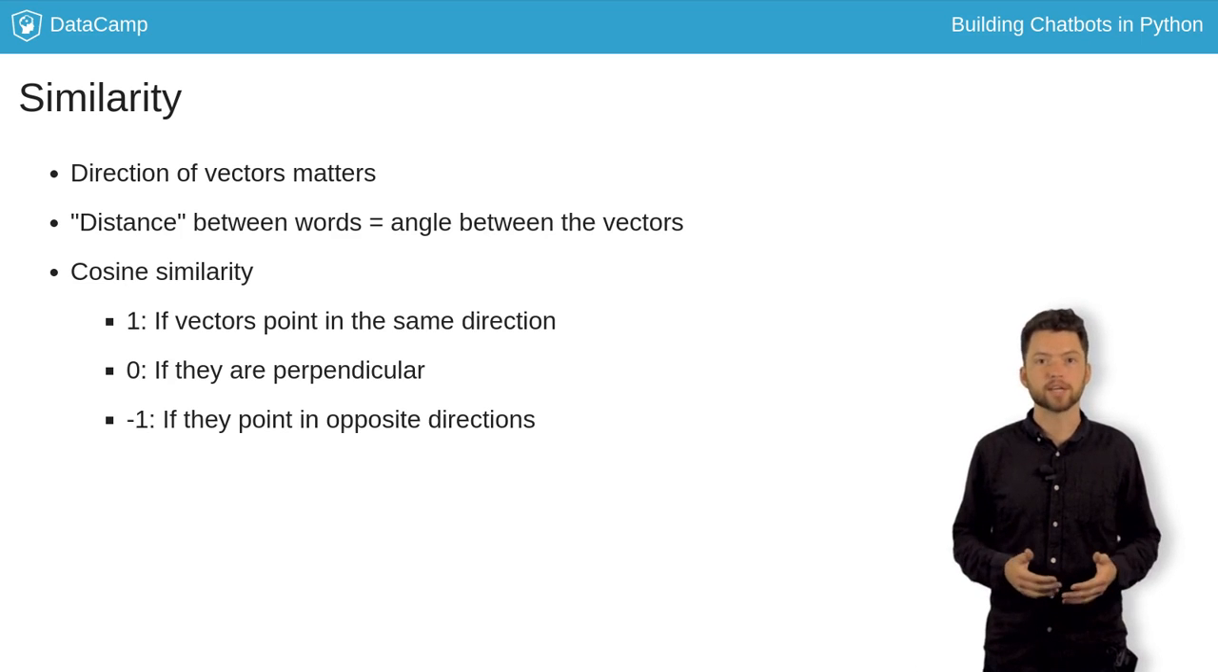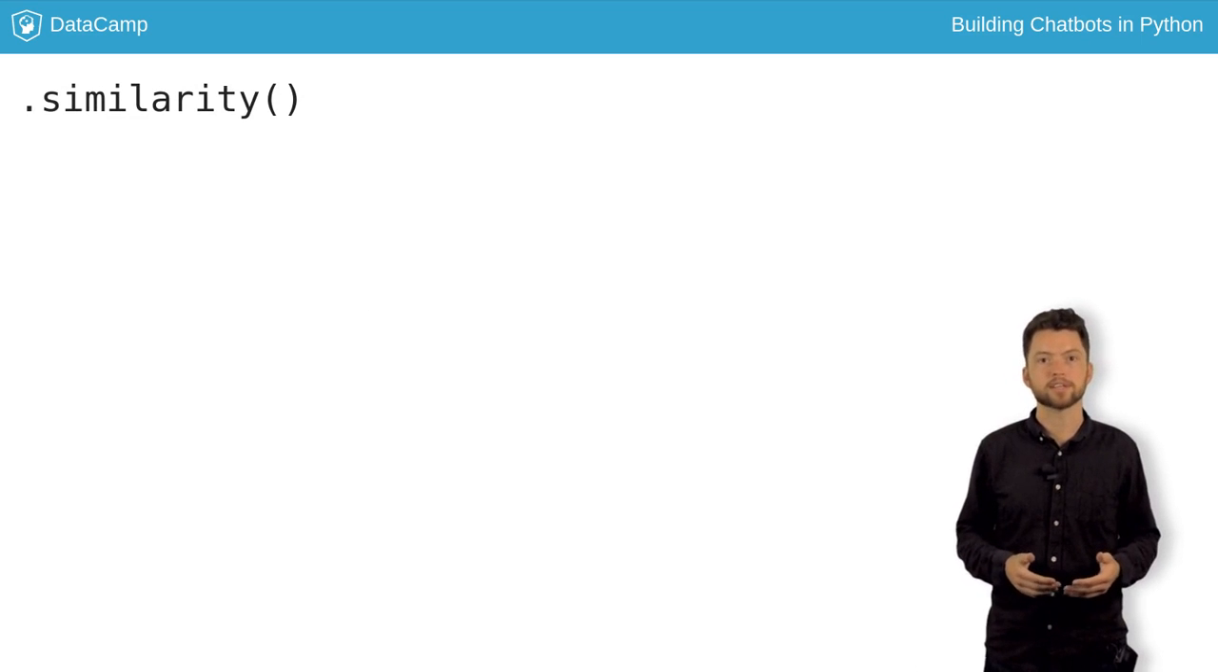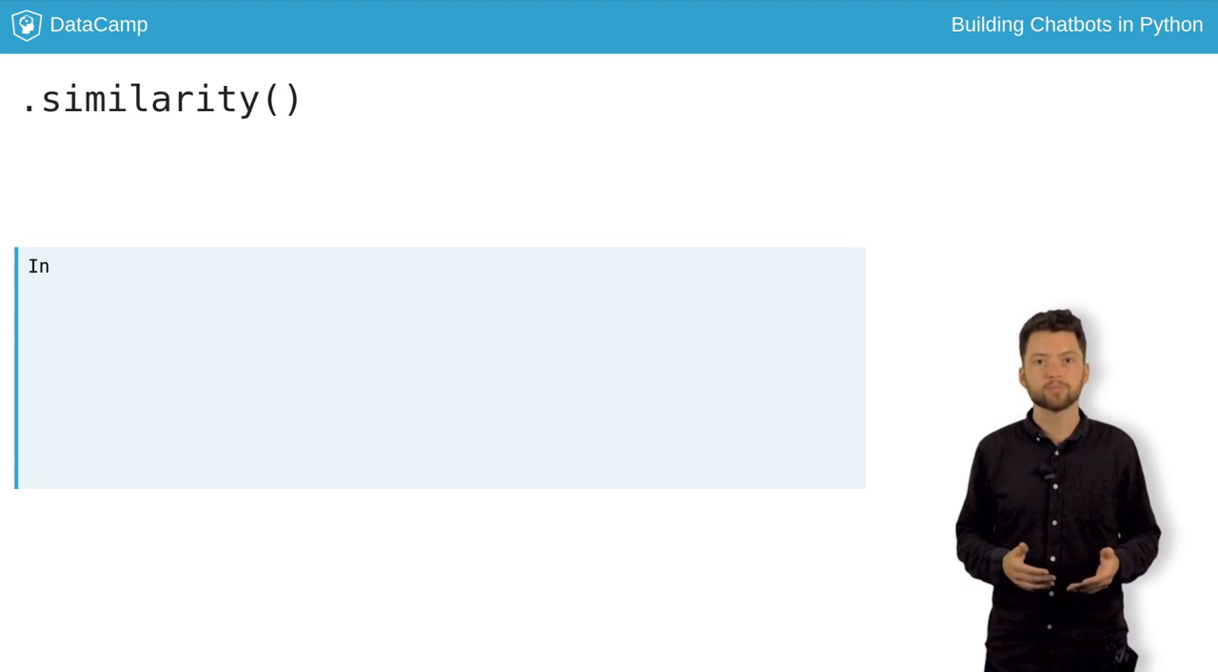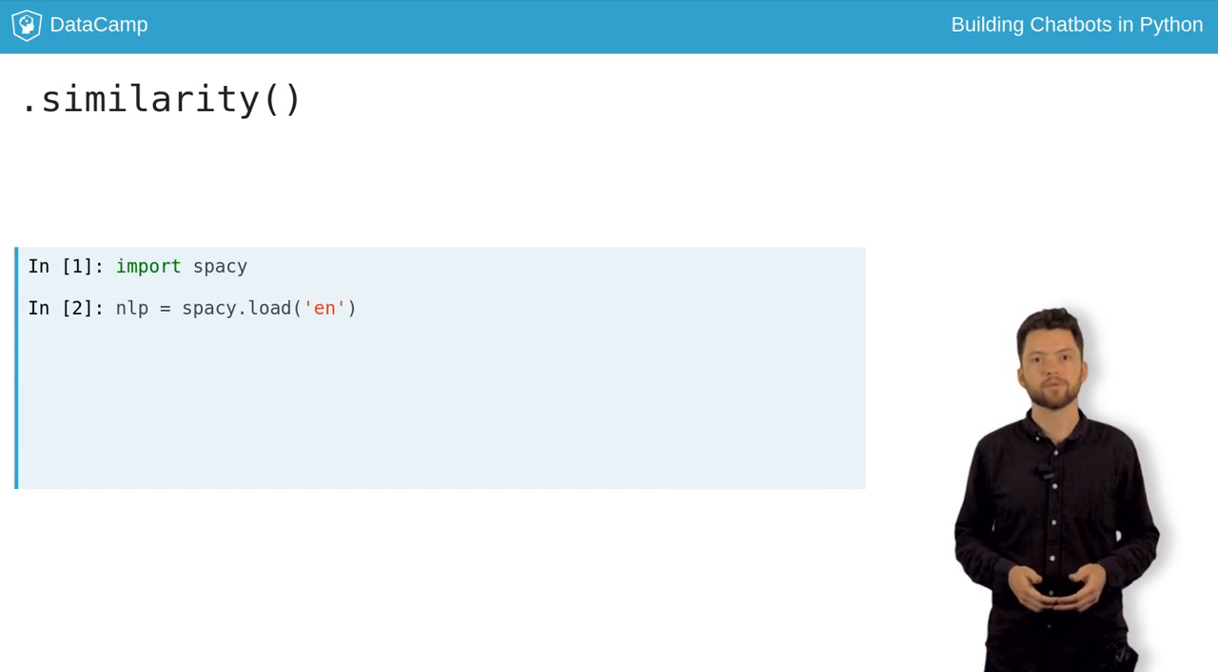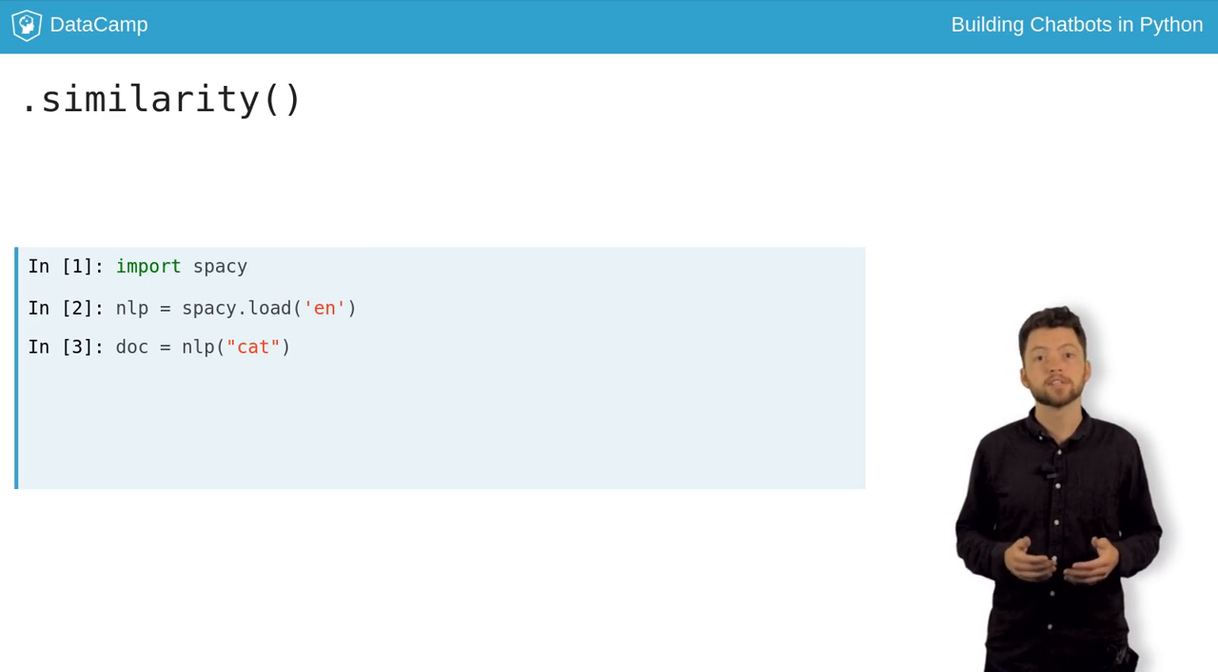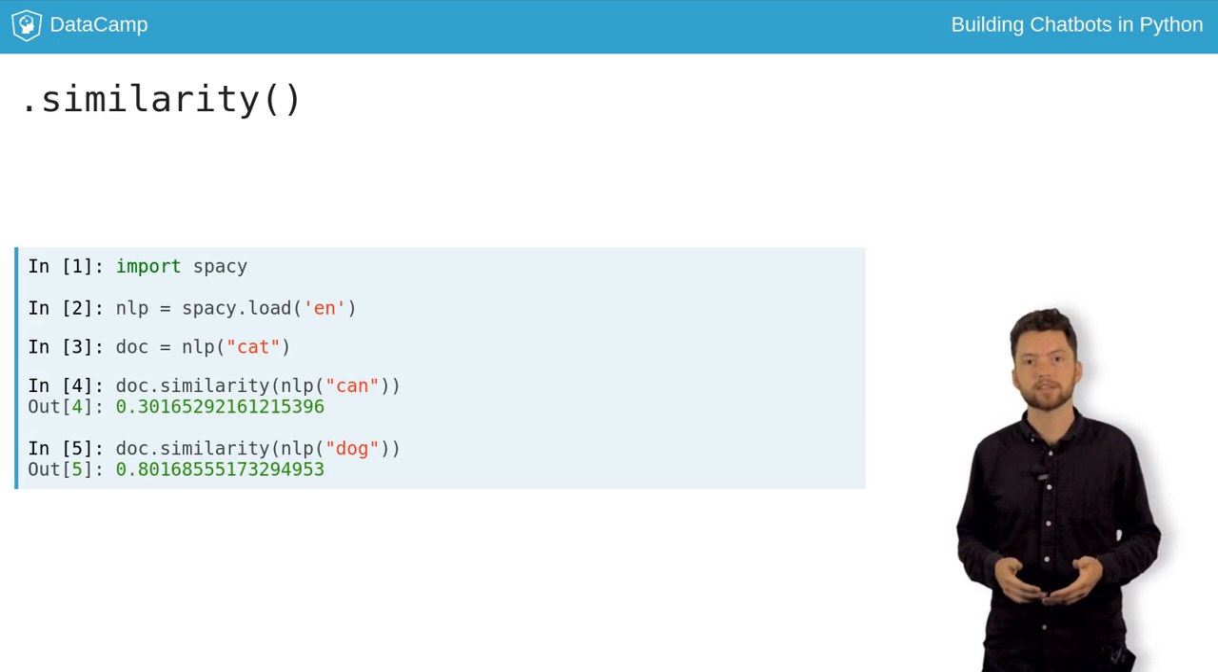spaCy has a convenient method for calculating this similarity. First, we import spaCy and load the English model. Then we create a document by passing a string to the nlp object. To calculate the cosine similarity, we use the document's similarity method, which takes another document as its argument.